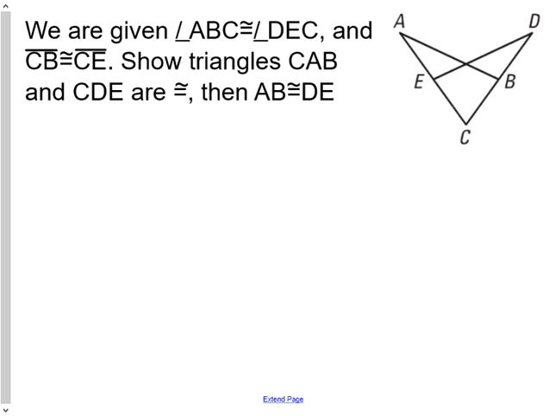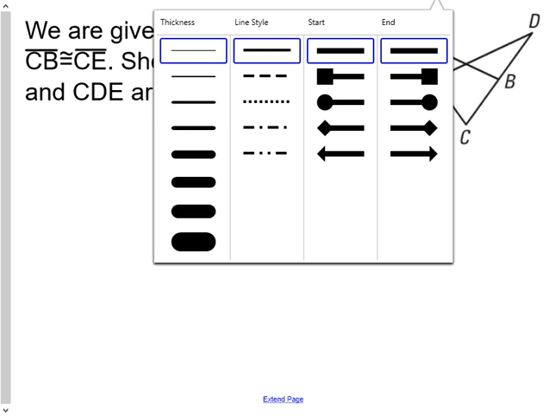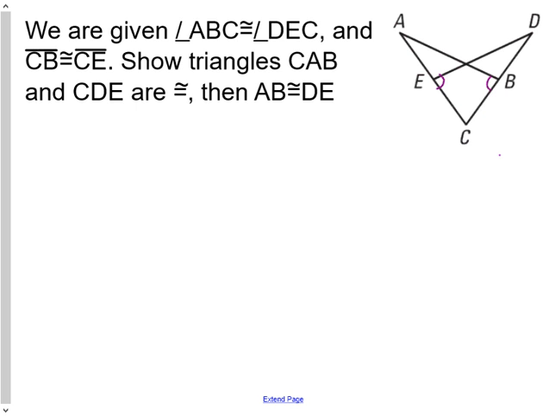Next, we're given ABC and DEC are congruent. So I'm going to mark it up here. ABC is this one, DEC is this one. And CB is congruent to CE, right? This statement here. CB, CE congruent. Now it looks a little bit like a diamond. Show the triangles ABC and DEC are congruent. And then AB is going to be congruent to DE. So how can we show that?